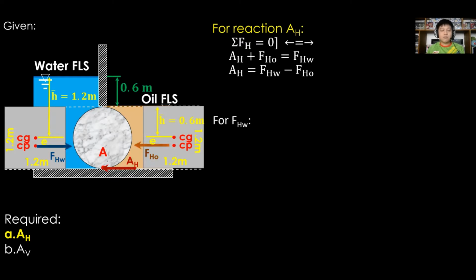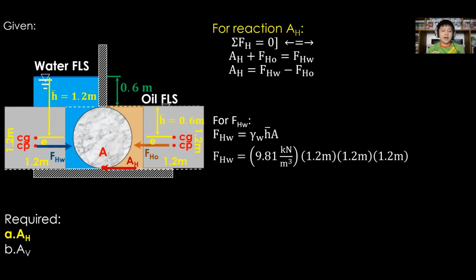For the horizontal component for liquid water, F sub HW is gamma of water times H bar times A. Substitute gamma of water as 9.81 kilonewtons per cubic meter, H bar as 1.2 meter, and area as 1.2 by 1.2 meter. Therefore, F sub HW is 16.952 kilonewtons due right.